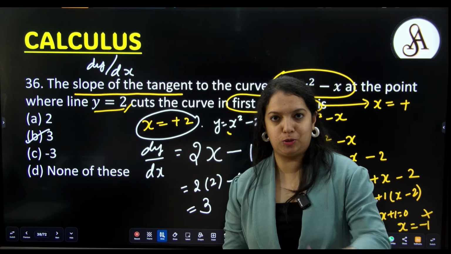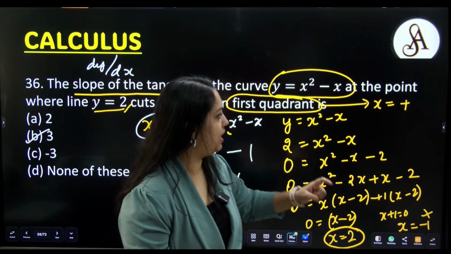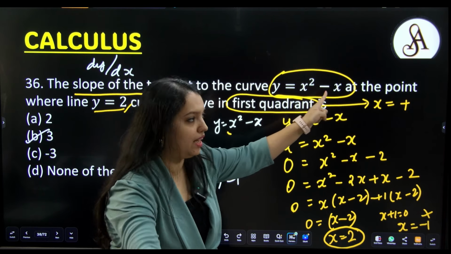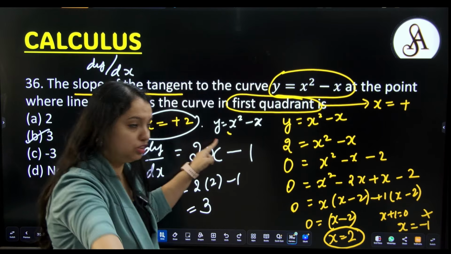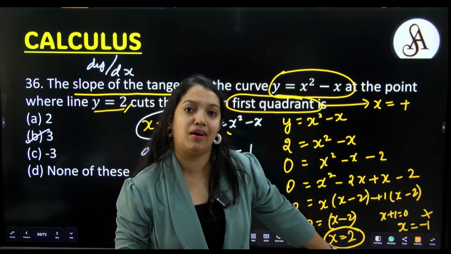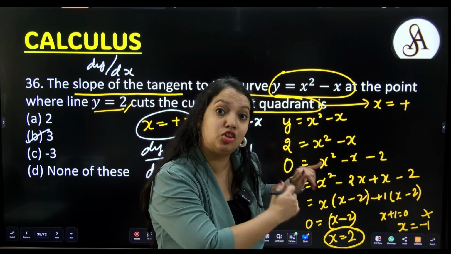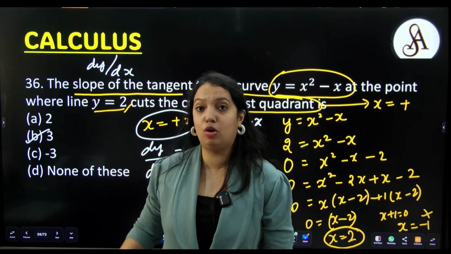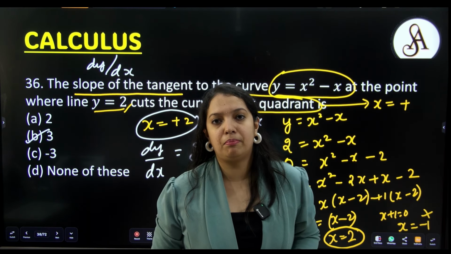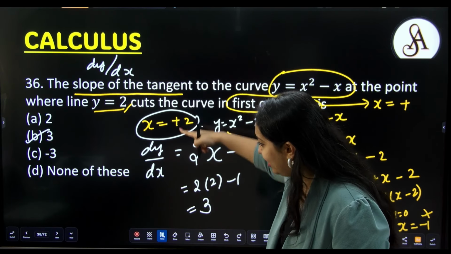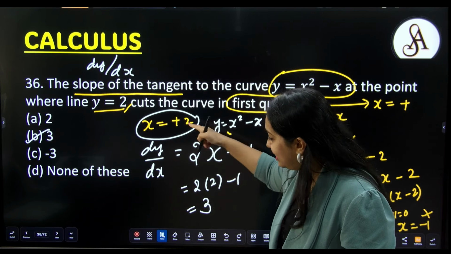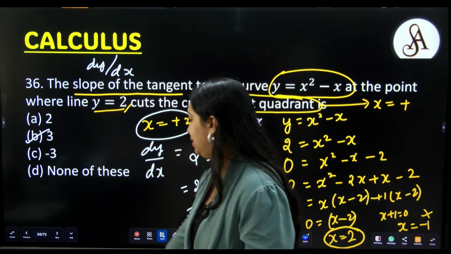I'll tell you where students make mistakes in the exam. They see this equation, they take y value as 2, they solve the equation, they get x value as 2 and minus 1. They stop here because 2 is already there in the options. They mark that as correct. Remember, to find slope, you need to find the calculus value. Replace x in the calculus value, the derivative value basically.